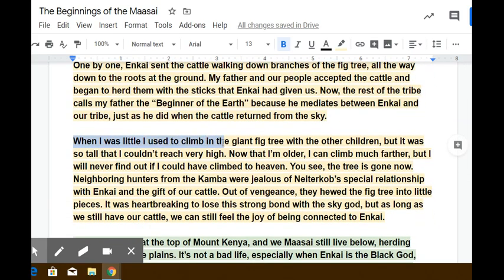When I was little, I used to climb in the giant fig tree with the other children, but it was so tall I couldn't reach very high. Now that I'm older, I can climb much farther, but I'll never find out if I could have climbed to heaven. You see, the tree is gone now. Neighboring hunters from the Kamba were jealous of Nitrikab's special relationship with Enkai and the gift of our cattle. Out of vengeance, they hewed the fig tree into little pieces. It was heartbreaking to lose the strong bond with the sky god, but as long as we still have our cattle, we can still feel the joy of being connected to Enkai.